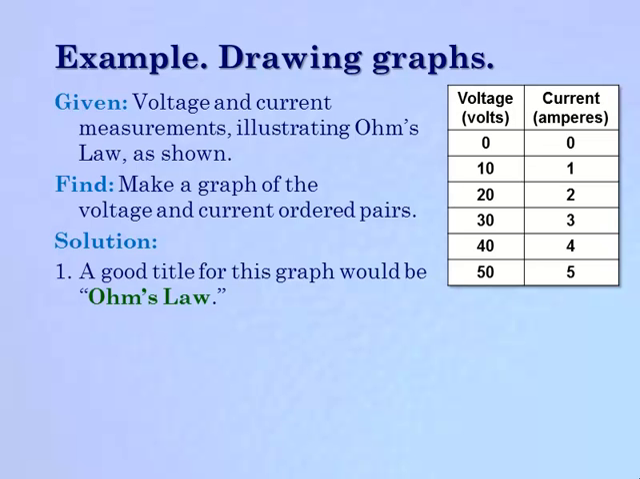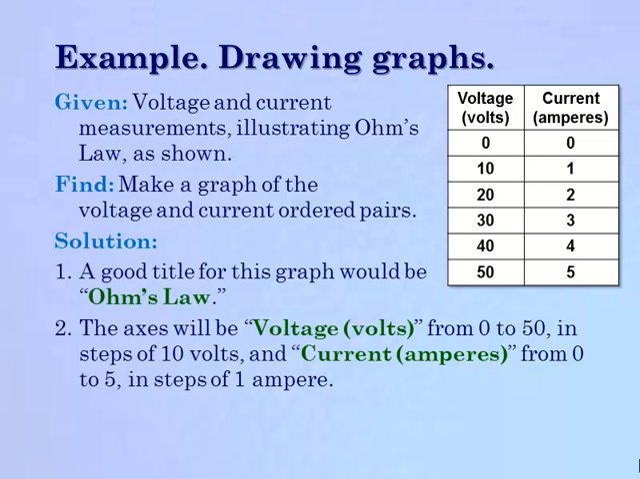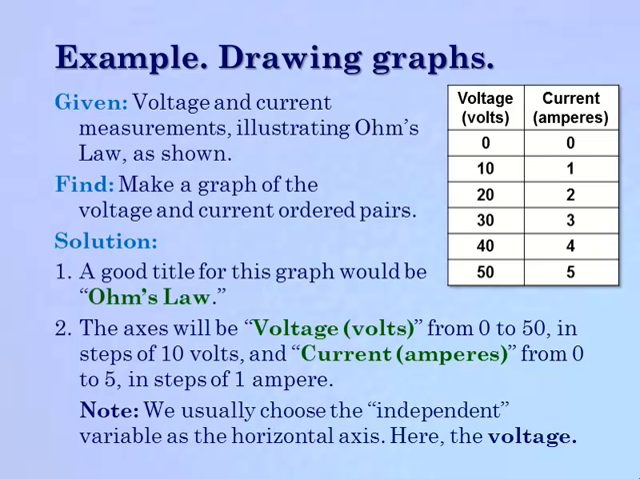Since that's what we're showing, the axes will be probably voltage from 0 to 50 and current from 0 to 5. We usually choose the independent variable as the horizontal axis, so we're going to guess that the person who measured this data turned up the voltage in 10-volt increments versus the other way around. So that would make voltage the independent variable, the one that's being controlled, and current the dependent variable, which would be the one on the vertical axis.